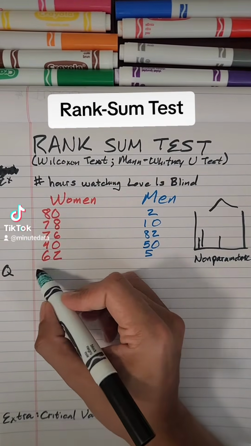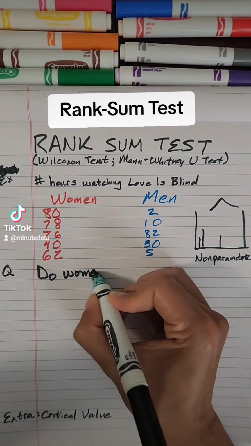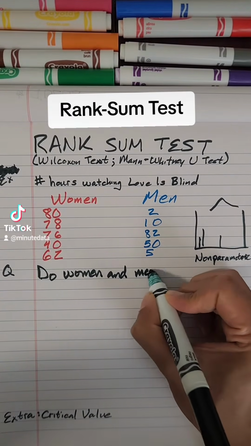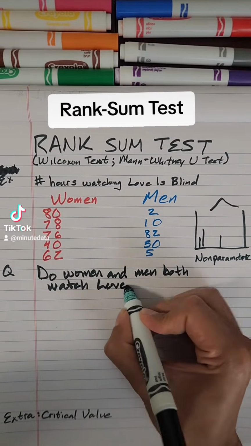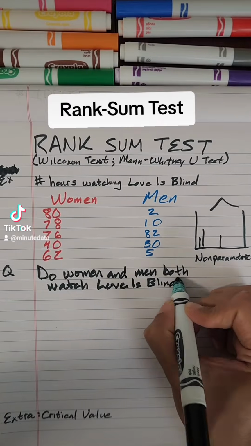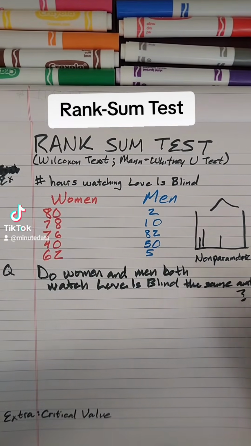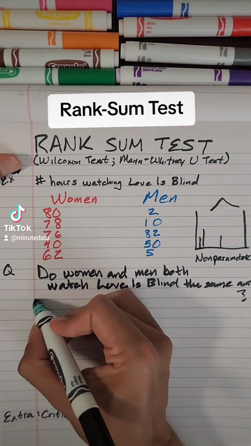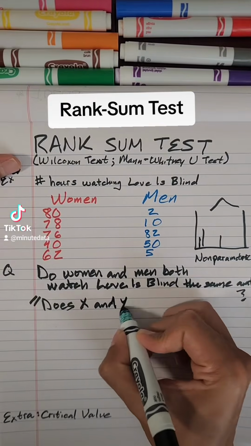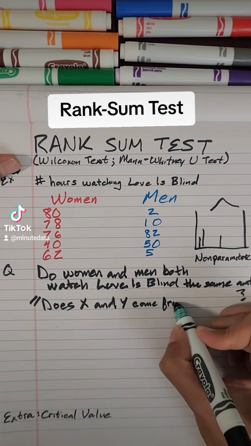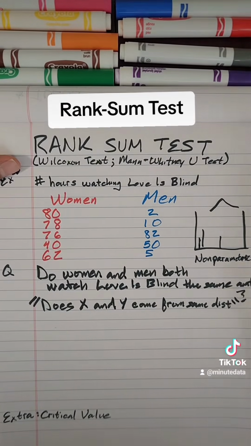We can look at: do women and men both watch Love is Blind the same amount of hours? The same amount of hours. In other words, if you want to be a bit more generic, do X and Y come from the same distribution? A bit of a more formal way. So how does this work?